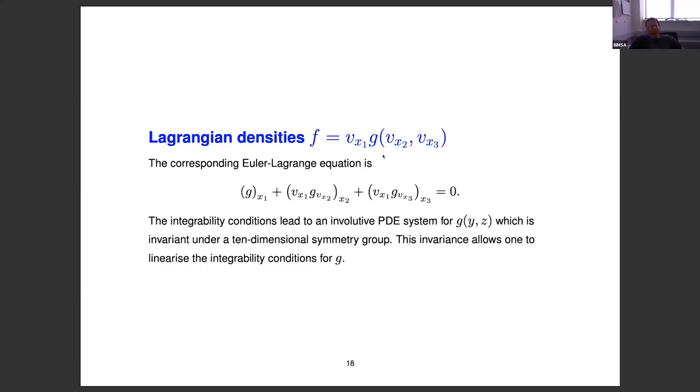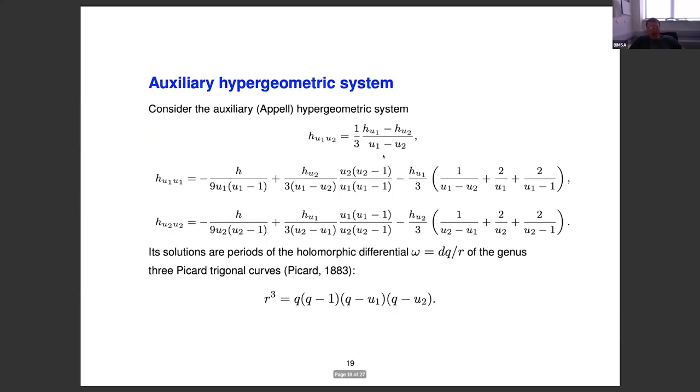So, okay, to define the parametric representation, I need to introduce a certain hypergeometric system. It's called the Appell hypergeometric system. So this is my auxiliary hypergeometric system. H is a function of U1, U2. U1, U2 are auxiliary parameters. This is called the Euler-Poisson-Darboux equation, but it's supplemented by these two equations. This system is involutive, and its solution space is three-dimensional. So this system has three linearly independent solutions, all right? I call them H1, H2, H3, and they will feature in the parametric representation.